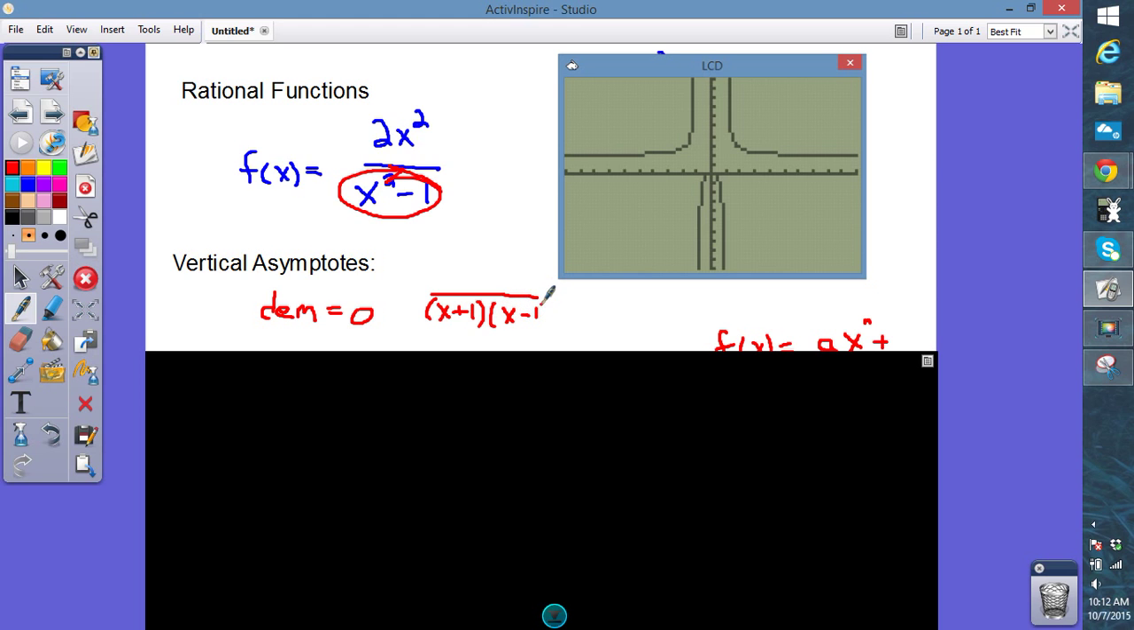Using our zero product property, there are actually 2 values of x that would make this denominator 0, negative 1 or positive 1. So we actually have 2 vertical asymptotes for this problem. We have one here at positive 1 and one here at negative 1. Terrible drawing, but you get the point.